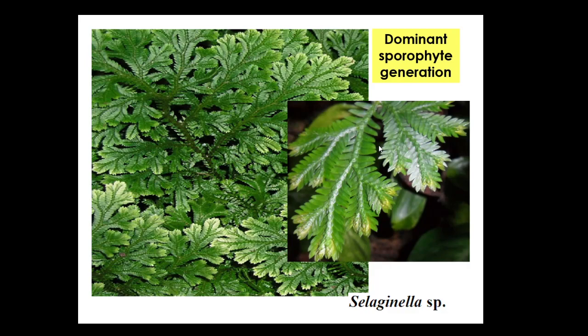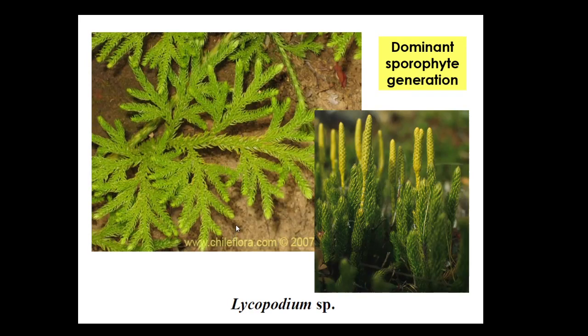So this is Selaginella species. It's a very beautiful plant. This is its sporophyte generation, the dominant sporophyte generation. Okay, that's the stem part. Those are the leafy leaves. A very, very beautiful plant, Selaginella species.